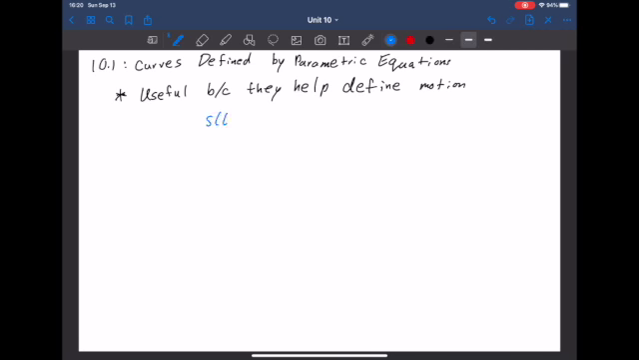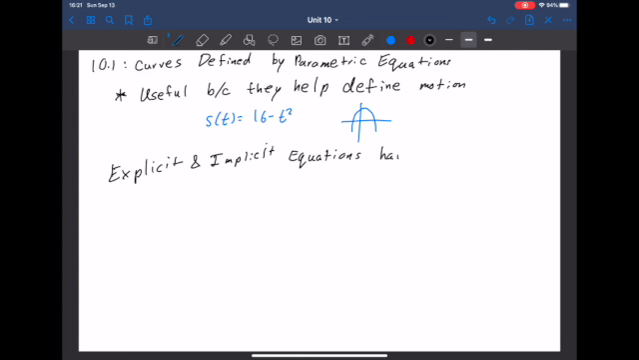Now, you might be thinking that in physics we used equations all the time that describe motions, or in our previous math classes, something like 16 minus t squared describes an object thrown in free fall just fine, right? And we had a parabola. But these were inadequate in some ways. Explicit and implicit equations both have issues with truly describing motion.